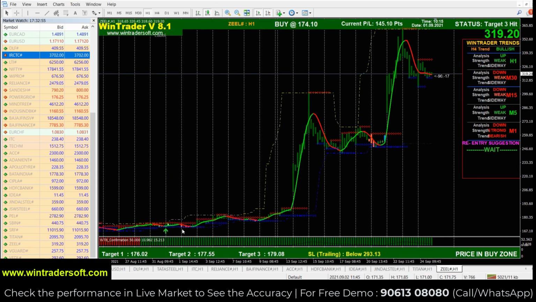This is the Zee chart. Zee's merger with Sony was last week, so it went up from there onwards. The software actually suggests you enter at 174. From there it's almost 361. It's up there. Right now it's 319, and the point gain is 145, which means it's nearby 200 points. It's up there after the buy signal.